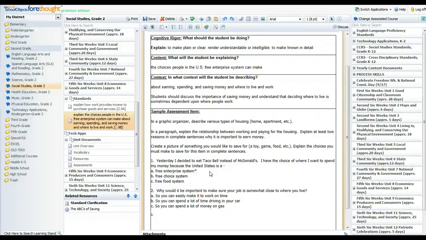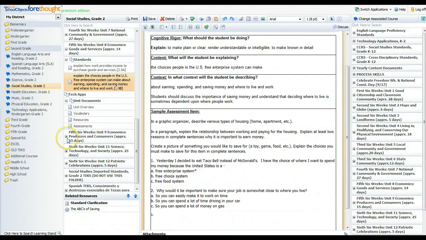And then why would it be important to make sure your job is somewhat close to where you live? And the answer is so you can easily make it to work on time. They should understand that you're not going to get a job and then work 3 hours away. Some people do that, but the money would have to be right. They need to understand why it would be better to be where they are.